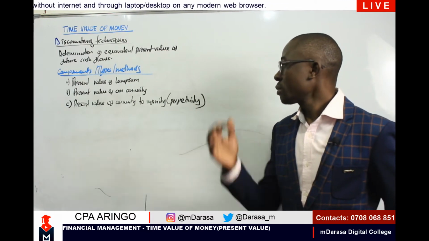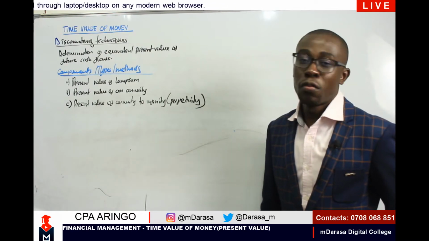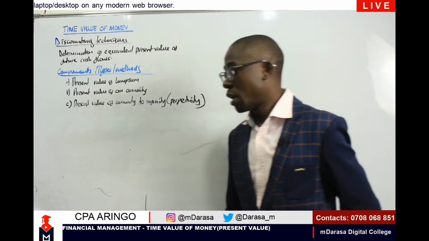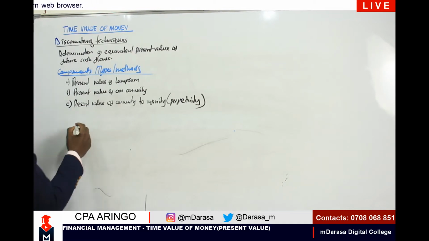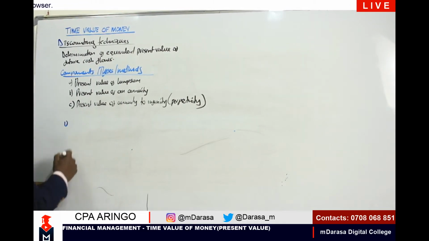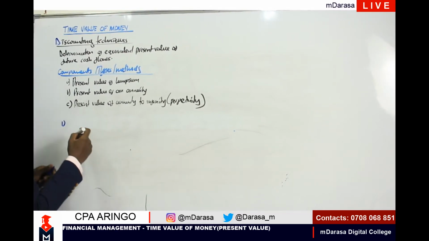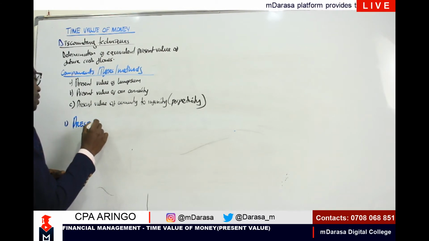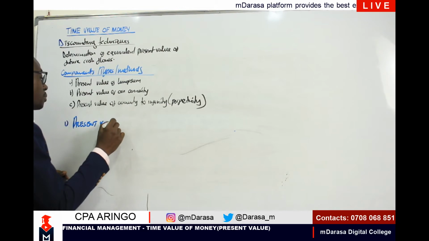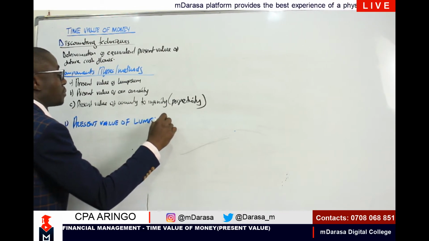So let us break down the first component, the present value of lump sum. That is what you are going to start with. We are introducing number one, the present value of lump sum.